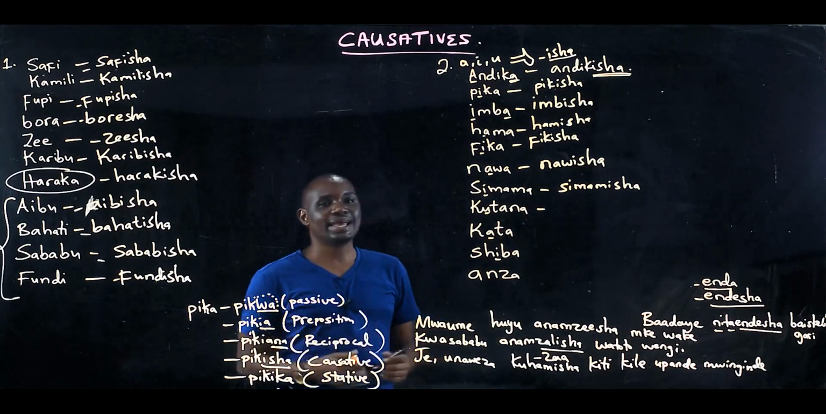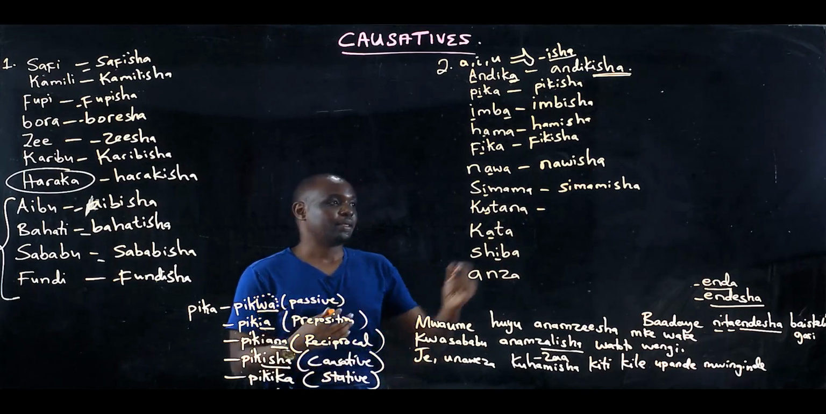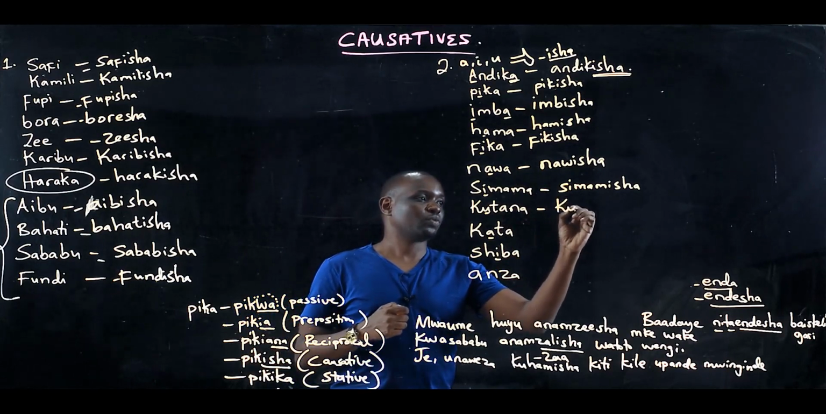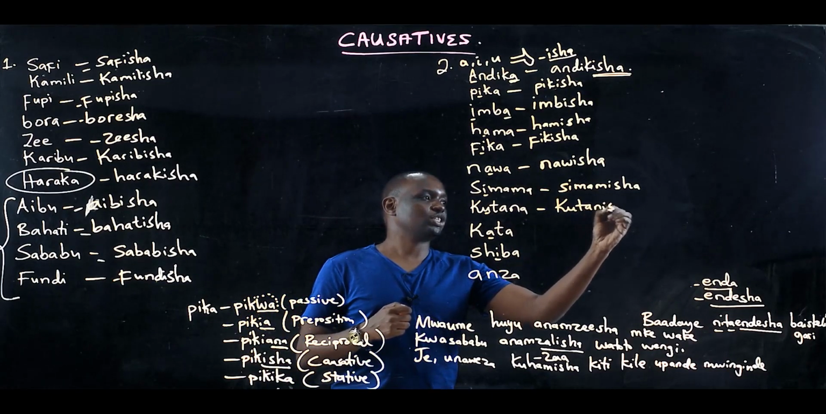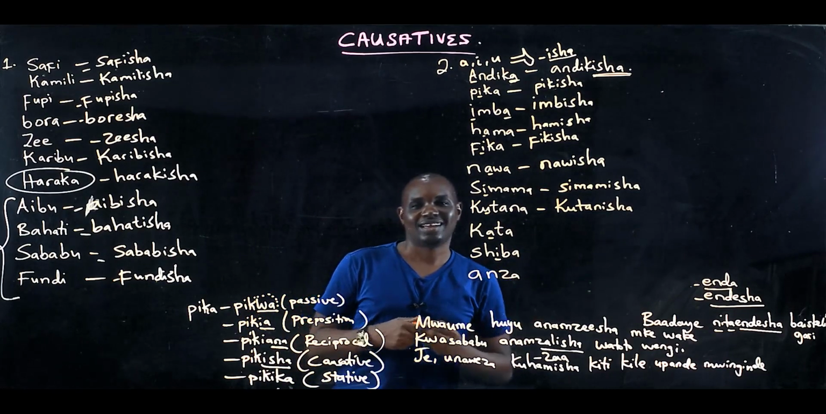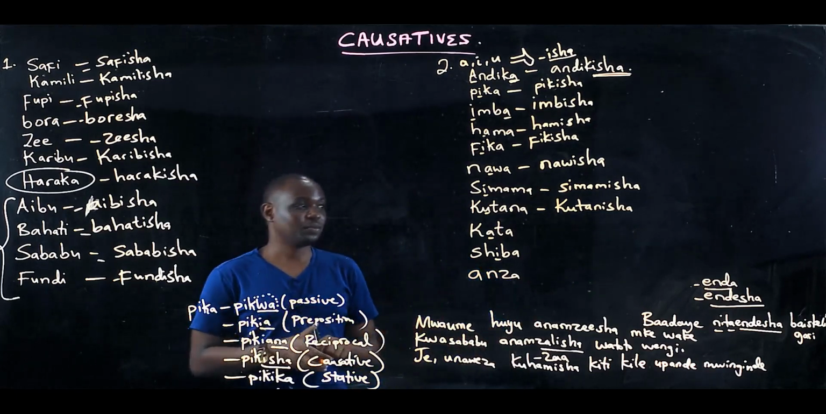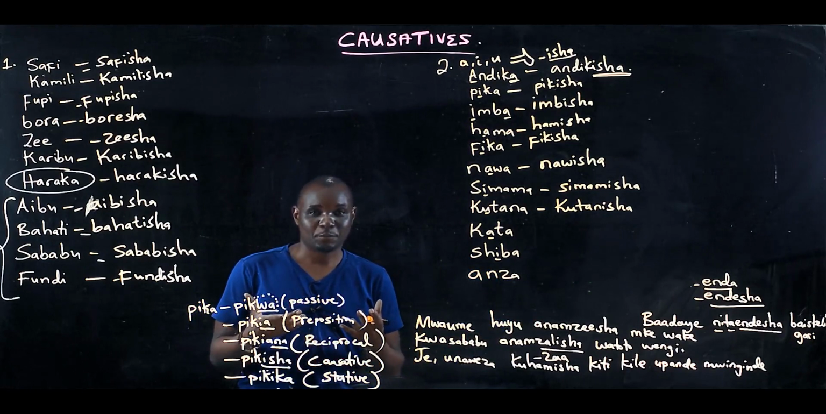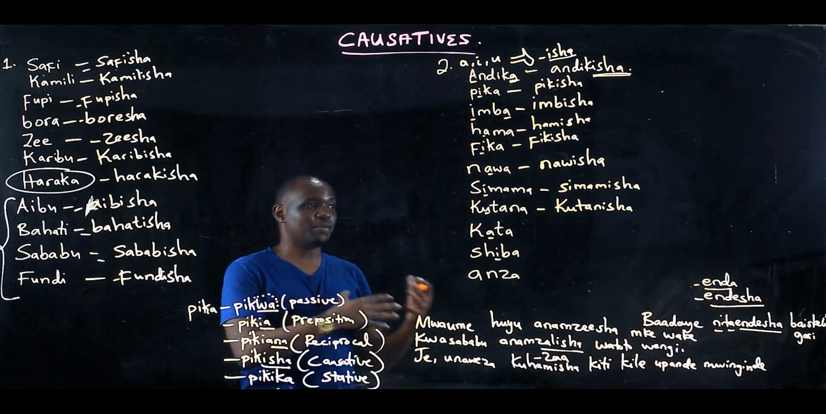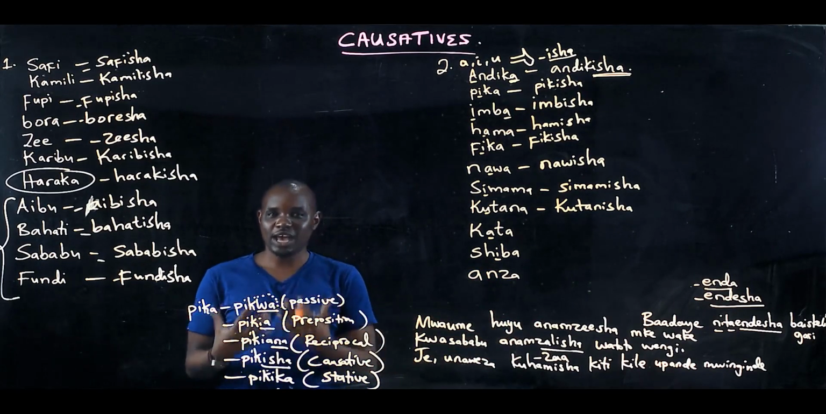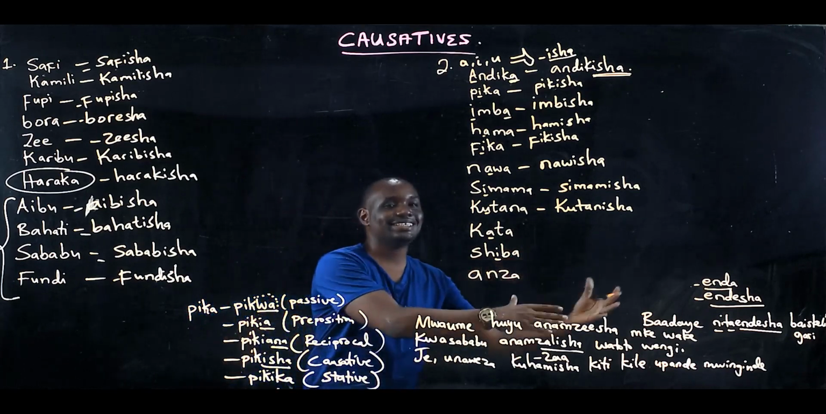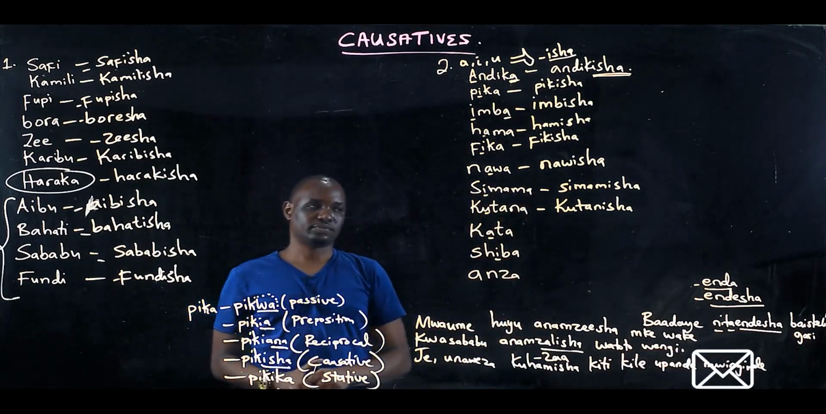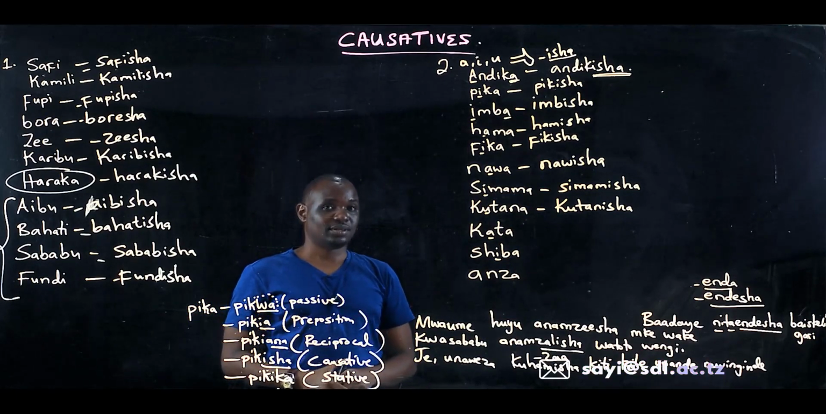Easy. Kutana is to meet. Make it a causative verb, it will be kutanisha. Kutanisha. My friend made me meet my wife. Rafiki yangu alinikutanisha kwa mke wangu. See that?